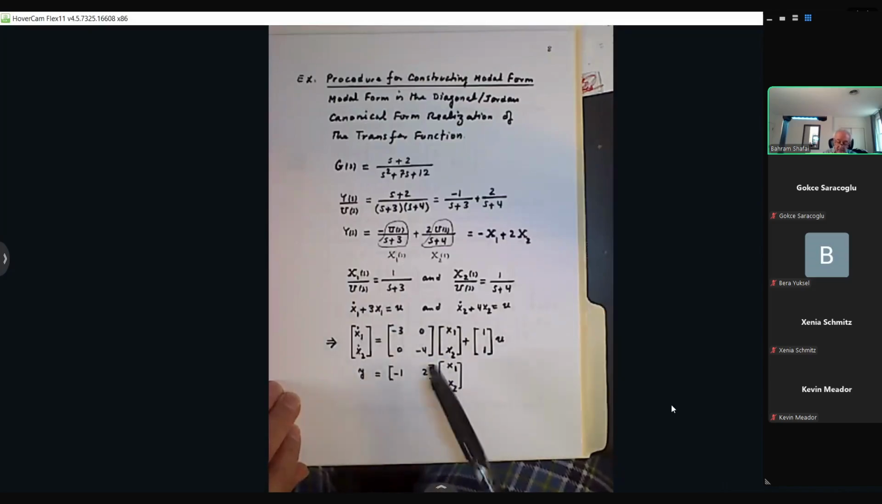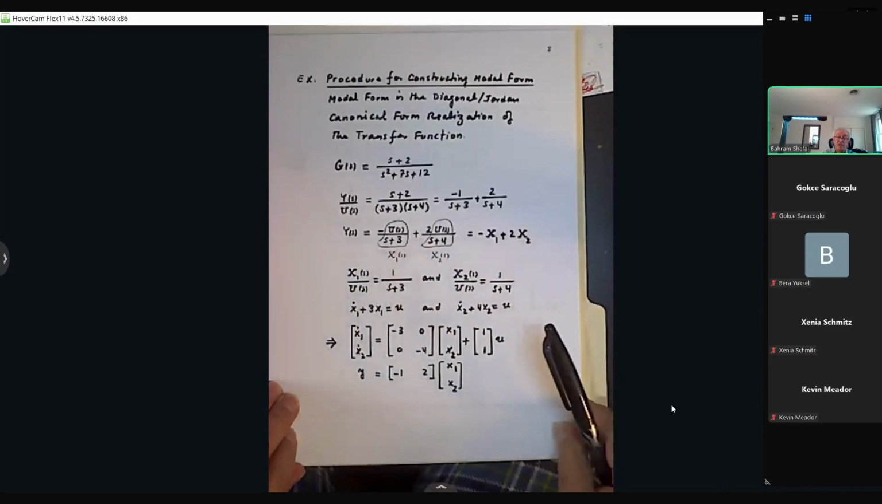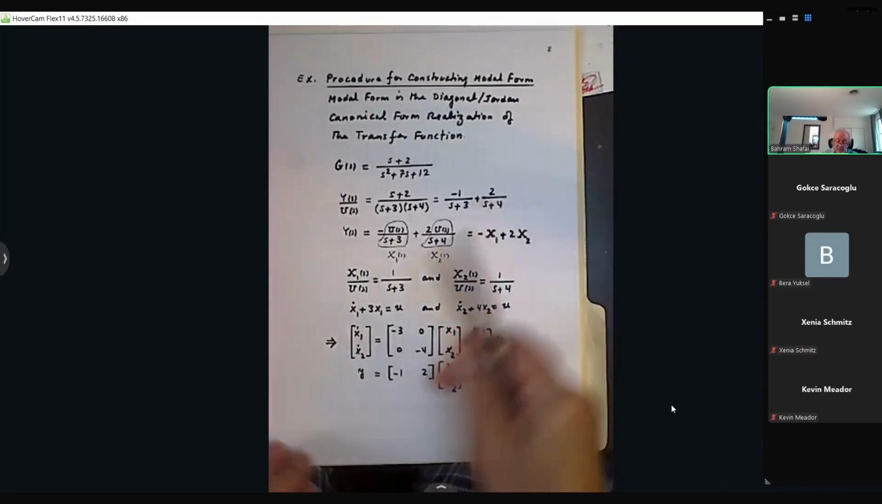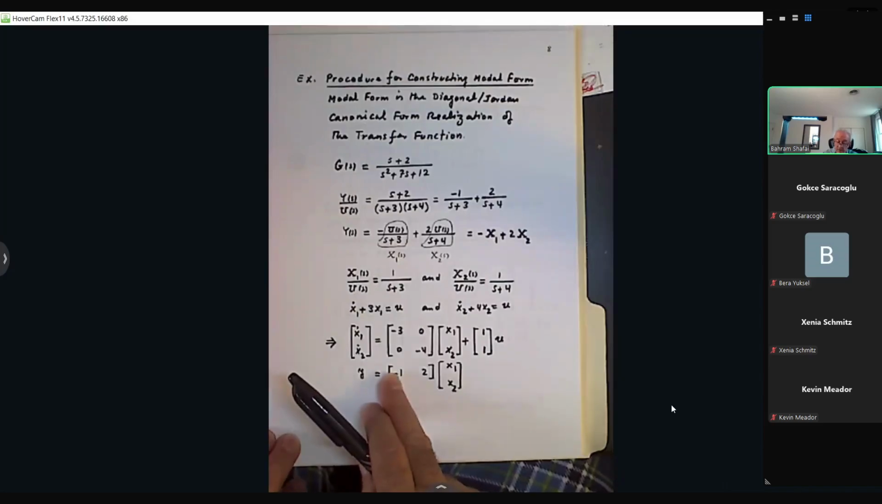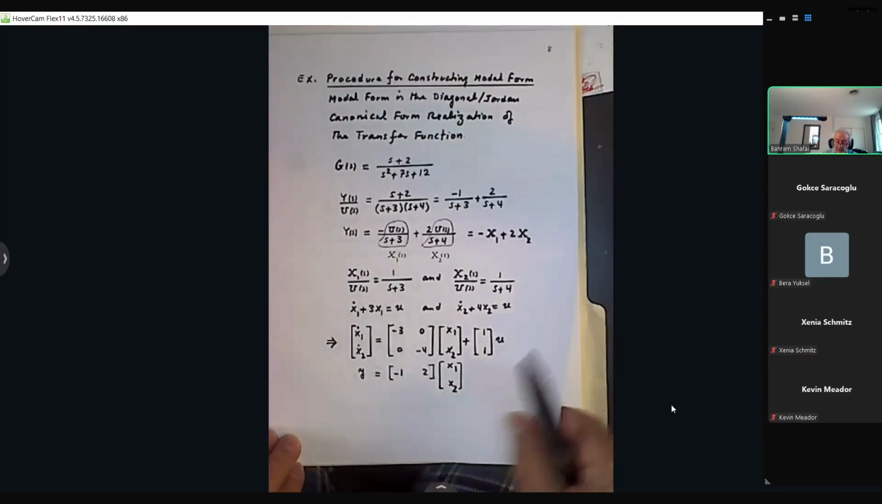This representation has a matrix A that is in a diagonal form, but then you have 1 and minus 1 and 2 that are appearing because of those constant terms that we have in the transfer function. So, but the matrix A itself is a diagonal form. So the system is called the modal form, or diagonal or Jordan canonical form realization.